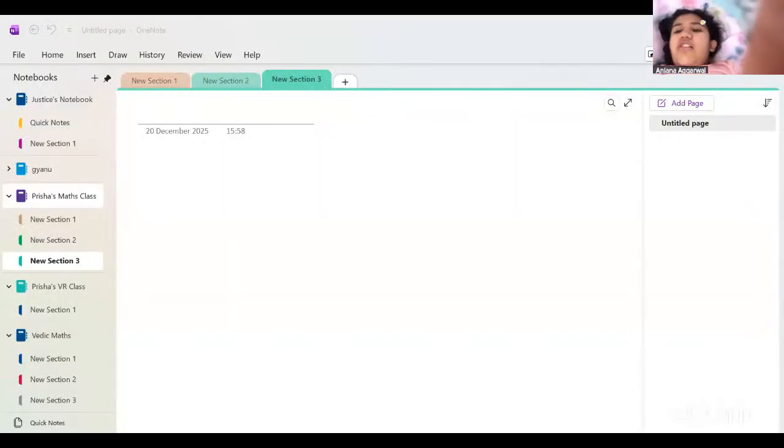Is the white screen shared with you? No. It says it has started screen sharing. Okay, now I can see. Yes, go ahead.